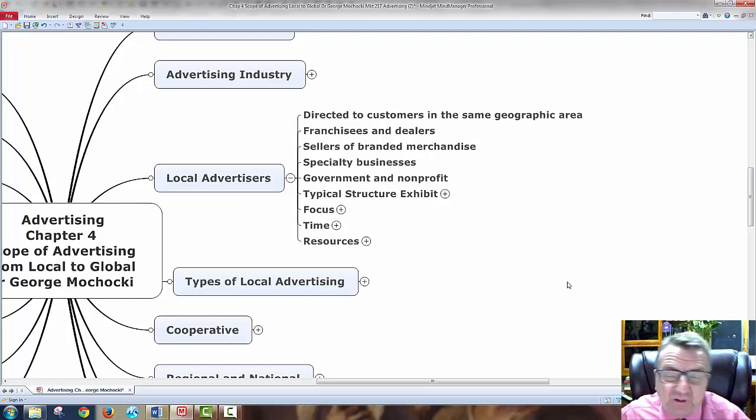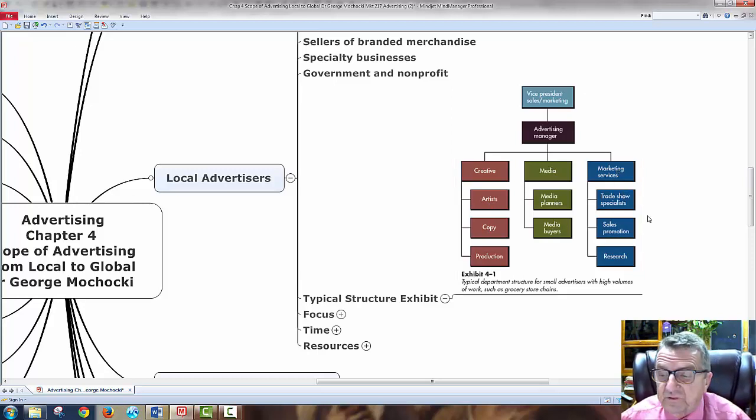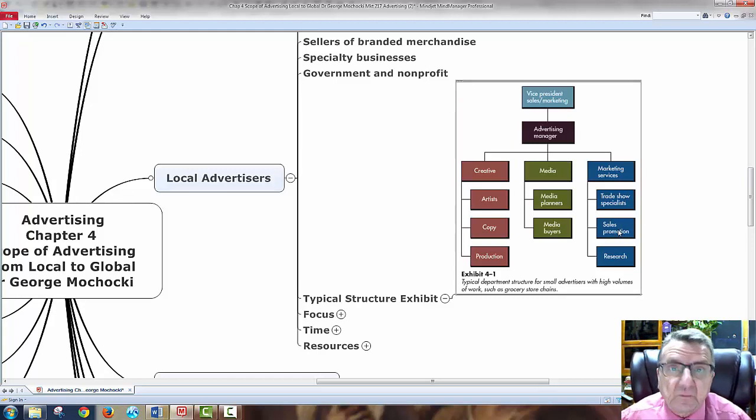Remember, a picture is 1,000 words. A typical structure exhibit is just vice president, sales, marketing, creative, artist, copy, production, media planner. Somebody has to plan to make sure they have the time. Then marketing services, trade shows, that's another way of presenting. Sales promotions: how to persuade the audience to look at my product, give it consideration, or read some information about it. But I have to do the research on that.